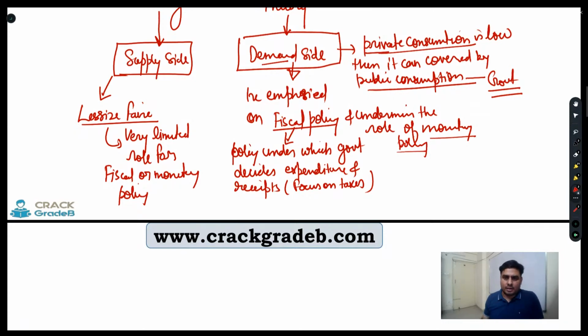And another way, when private consumption is low, government through its fiscal policy, especially by taxes... See what government did with the cryptos, right? Put 30% tax on crypto assets, right? So government has discouraged it.